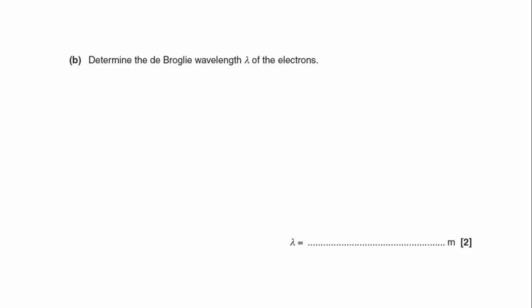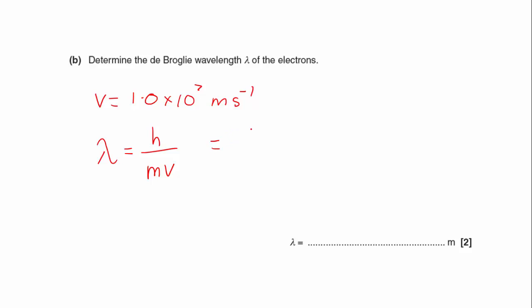Moving on to part B, we've got to now determine the de Broglie wavelength lambda of the electrons. So we'll go with the 1.0 times 10 to the 7 meters per second. So v is equal to 1.0 times 10 to the 7 meters per second, as given in the previous question. The de Broglie wavelength lambda is the Planck constant divided by the momentum, which would be m multiplied by v.